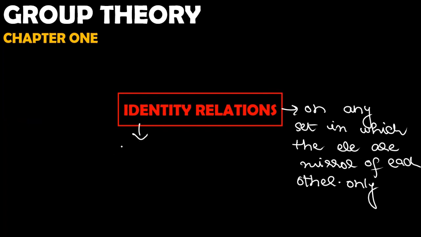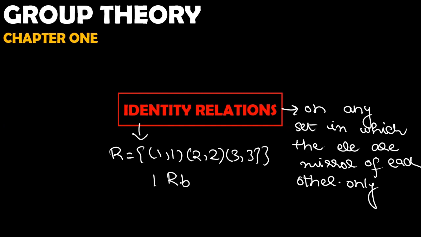For example, if I have this relation, then this is our identity relation, because you can see that the first and the second element of each ordered pair are related to each other. In other words, they are mirror images of each other. Similar elements are related to each other, like 2 is related to 2, then 3 is related to 3. So all relations of this type are examples of identity relation.